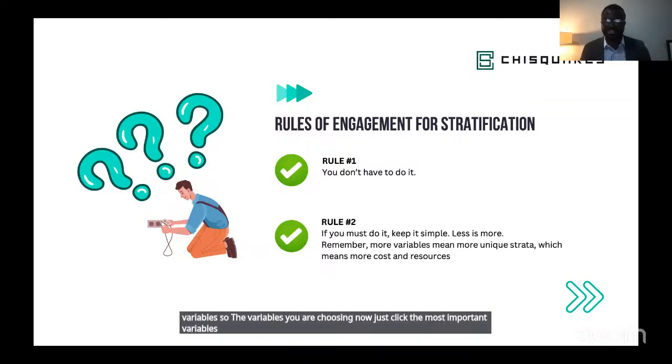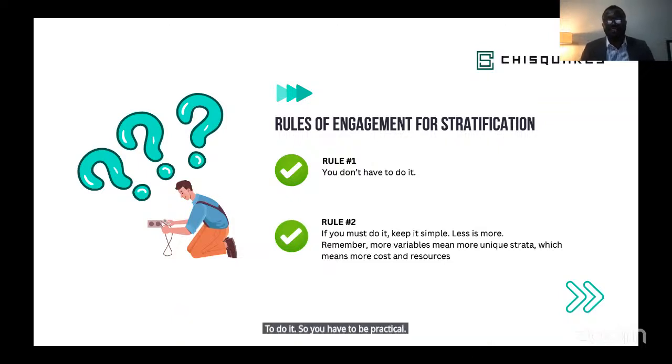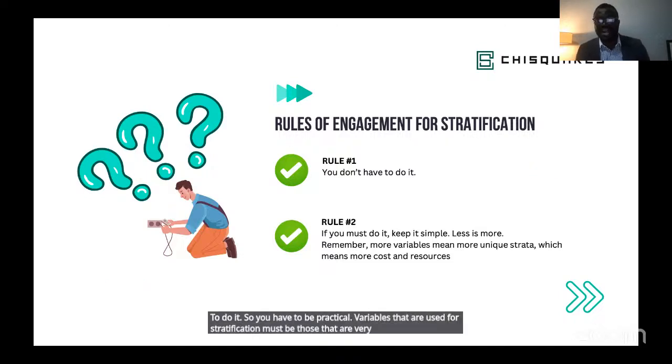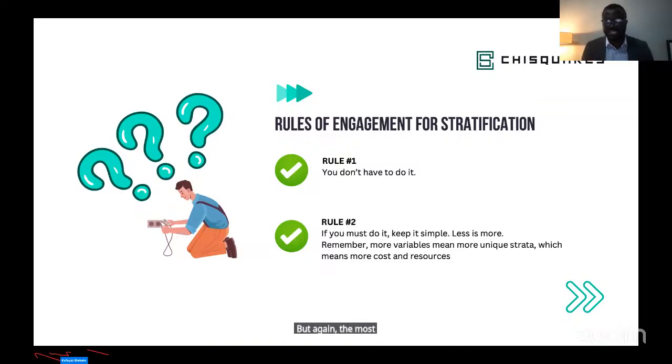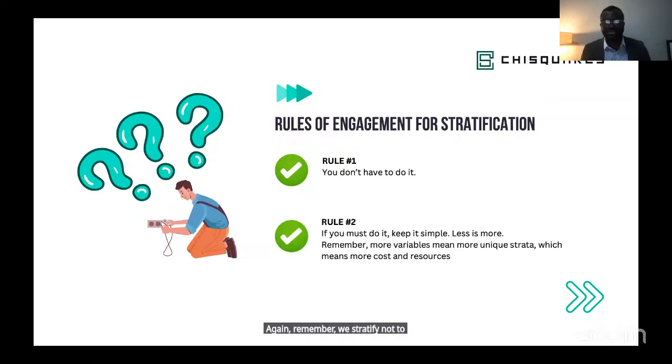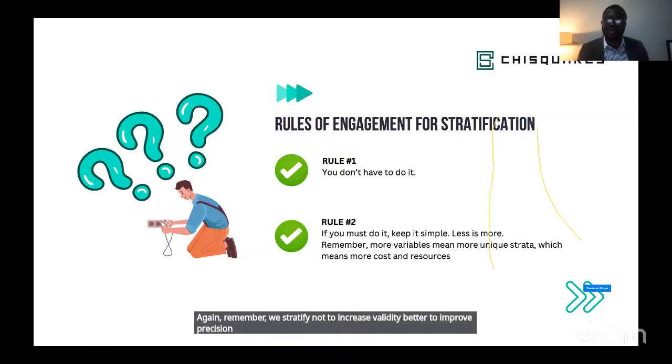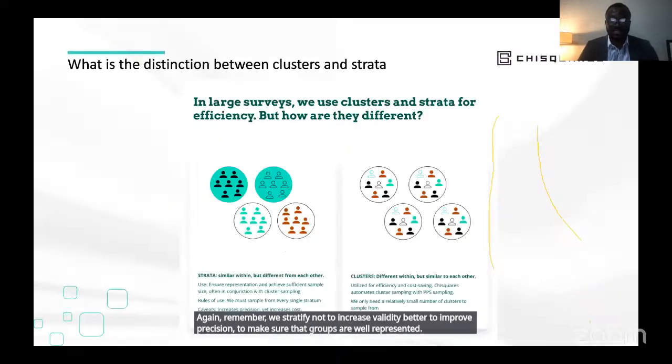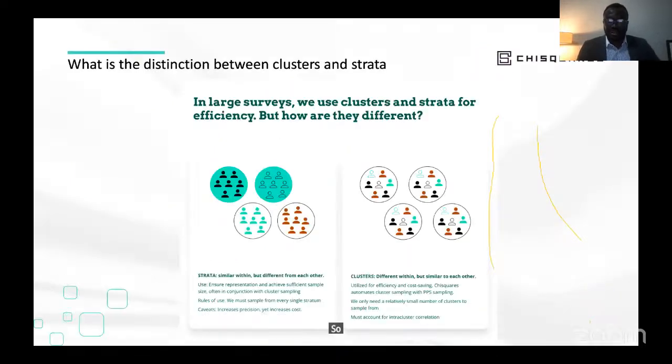You can't do everything. Even if you wanted to, you can't afford it. You don't have the resources to do it. So you have to be practical. Variables that are used for stratification must be those that are very highly correlated with the outcome. But again, the most important thing here is that you have to consider issues of cost and resources when you're using stratification. Again, remember, we stratify not to increase validity, but to improve precision, to make sure that groups are well represented. So let's talk about clustering before we come back to this slide, so that it makes sense.